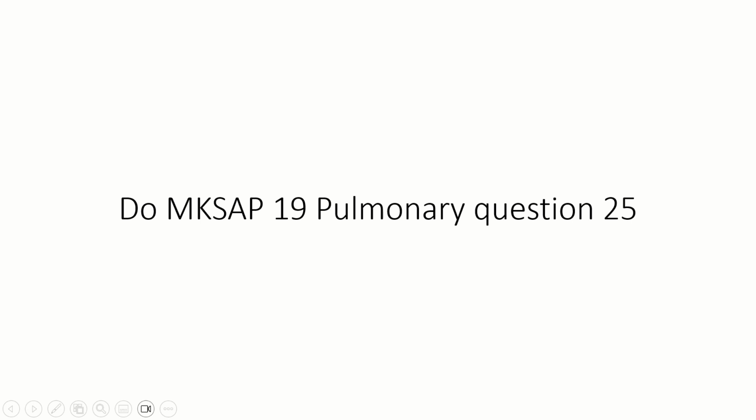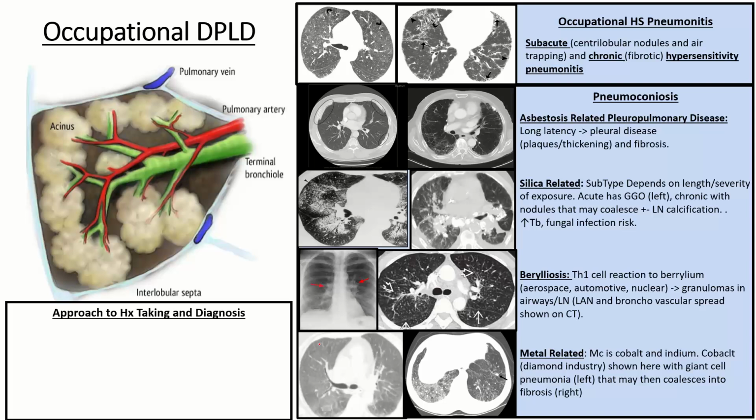Next, do MKSAP 19 pulmonary question 25. And this question is looking for occupational diffuse parenchymal lung disease, which can be a couple things. You can get asthma, you can have occupational hypersensitivity pneumonitis, and the big one is inhalation of inorganic substance with pneumoconiosis.